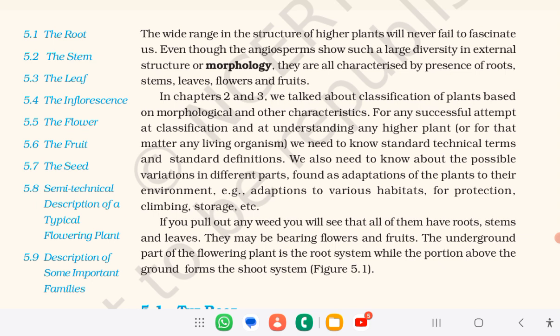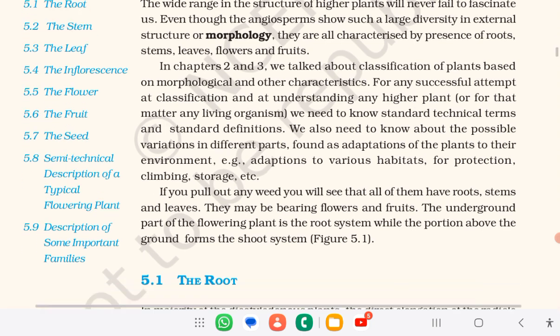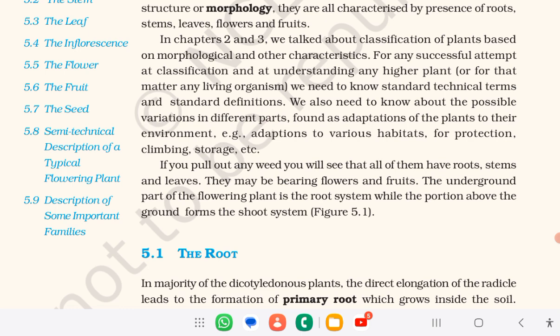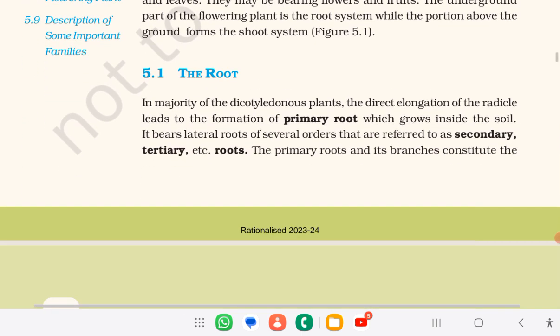If you pull out any weed, you will see that all of them have roots, stems, and leaves. They may be bearing flowers and fruits. The underground part of the flowering plant is the root system, while the portion above the ground forms the shoot system, as shown in figure 5.1.